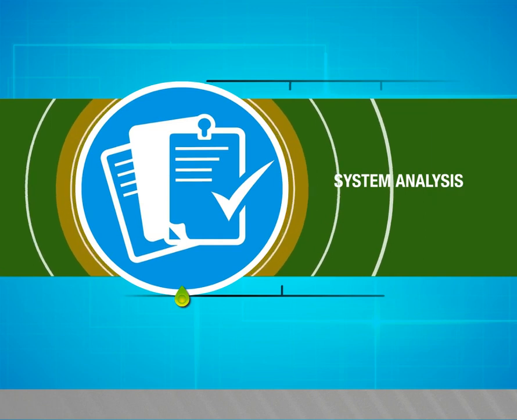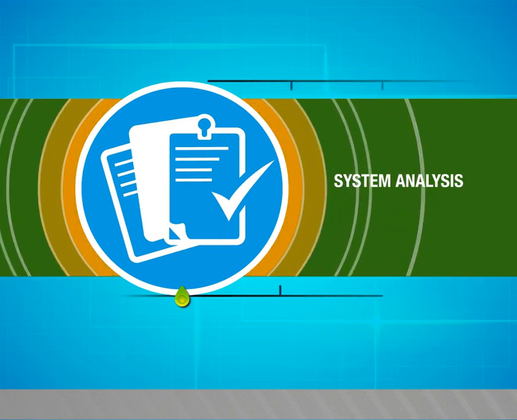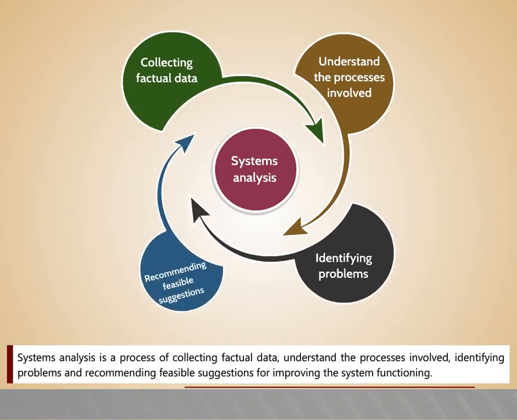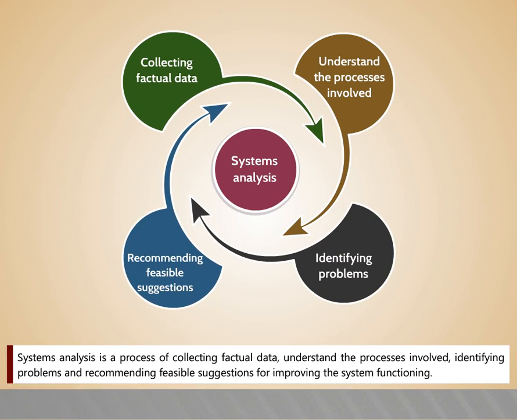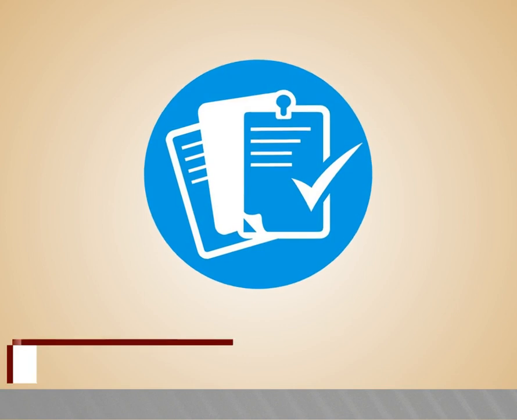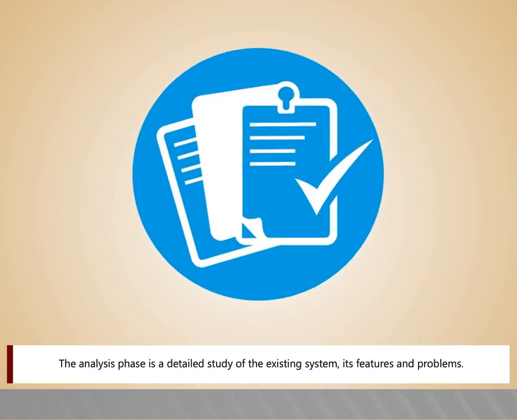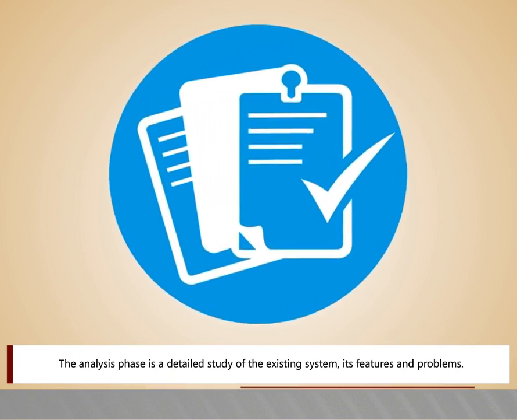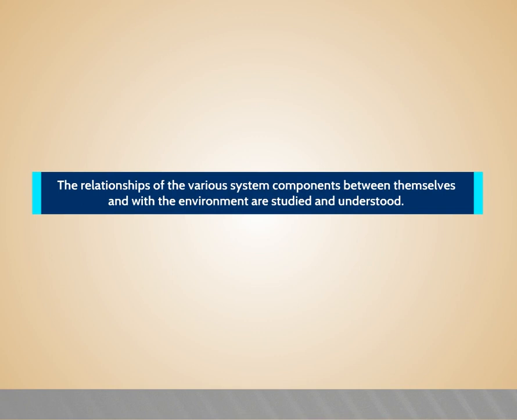System analysis. In this video, we are going to see about system analysis. System analysis is a process of collecting factual data, understanding the processes involved, identifying the problems, and recommending feasible suggestions for improving the system functioning. The analysis phase is a detailed study of the existing system, its features, and problems.